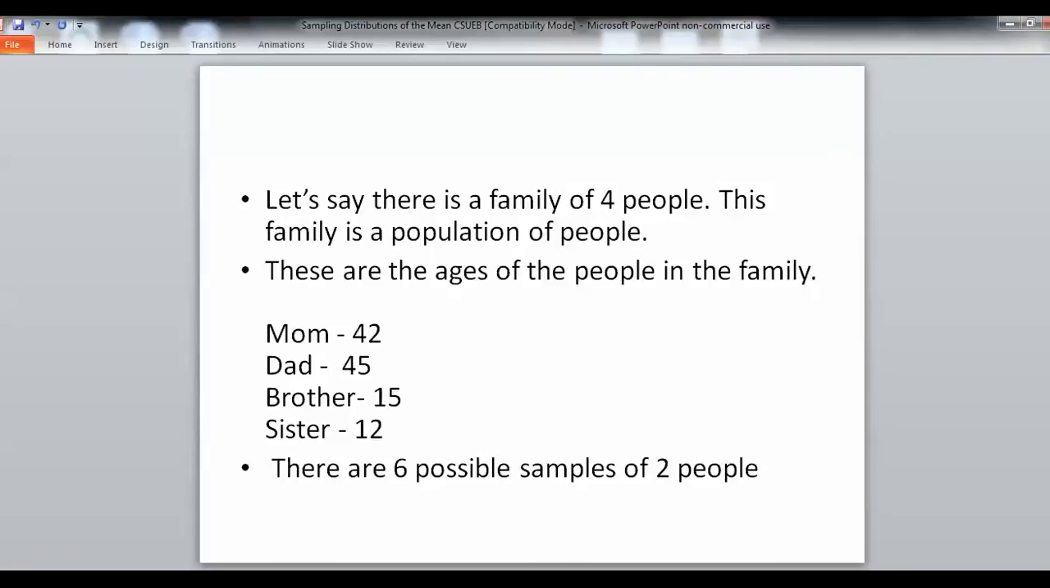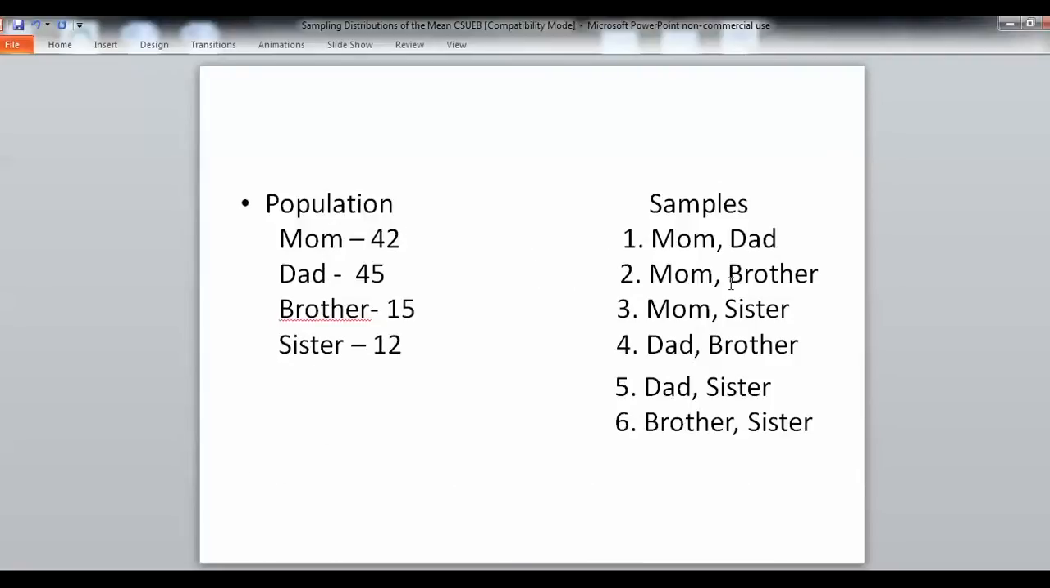Now, if I take 2 people from this population and record their ages, there are 6 possible samples of 2 people that I might end up selecting. I might end up selecting the mom and the dad to be my sample, which would be one possible combination, or one possible sample. The mom and the brother would be another one, and the mom and the sister would be a third possible sample. Notice at this point how we've already covered all of the possible samples that include the mom. So now we'll switch and we'll start talking about possible samples that include the dad.